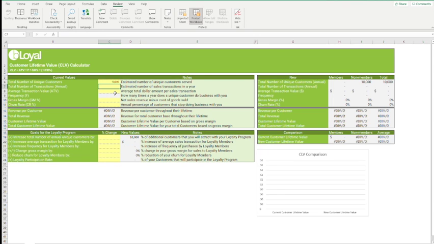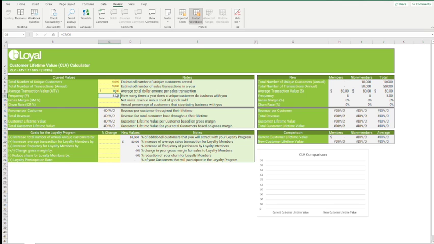Next up, we have the total number of transactions on an annual basis. So this is your number of sales transactions in a year. I'm going to put 50,000 here. Next up, we have our average transaction value, which is the average total dollar amount per sales transaction. I'm going to put $80 here.